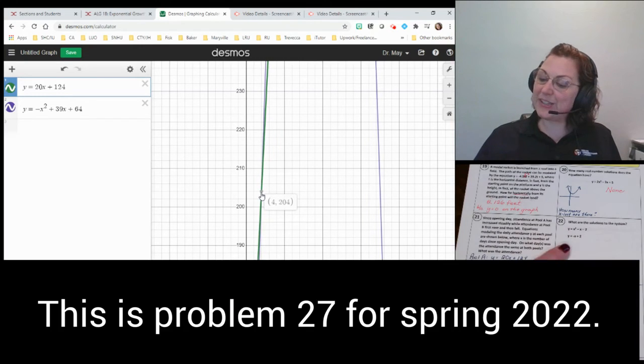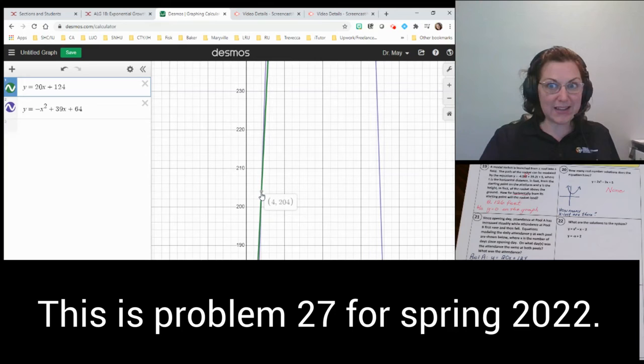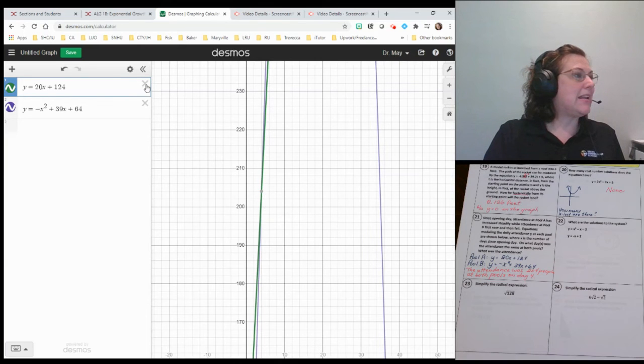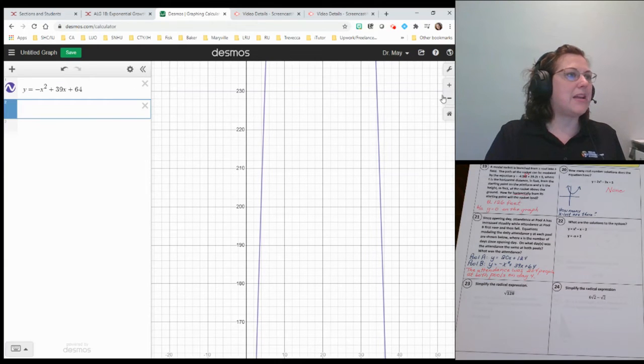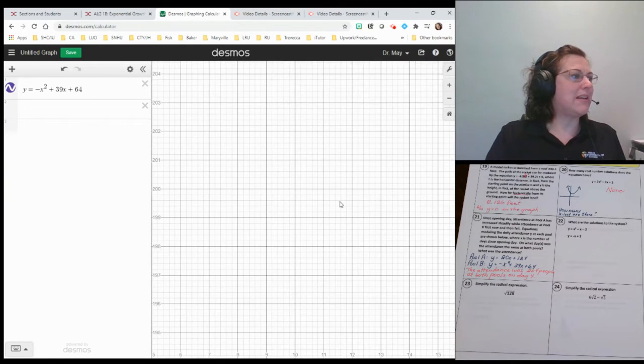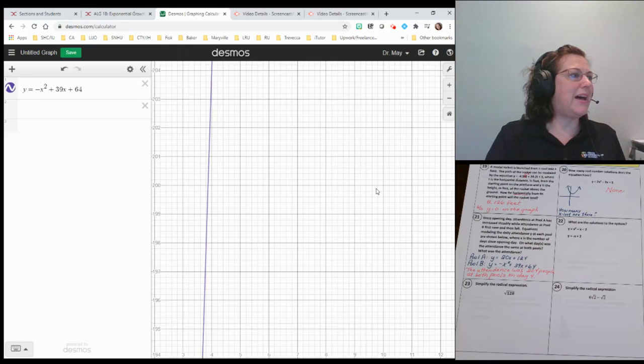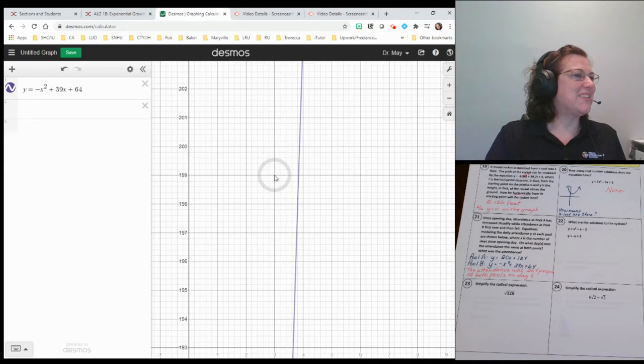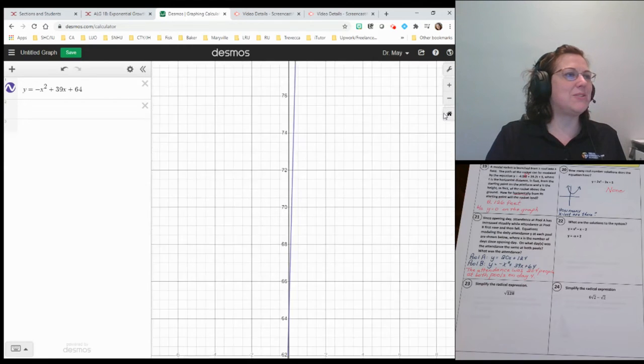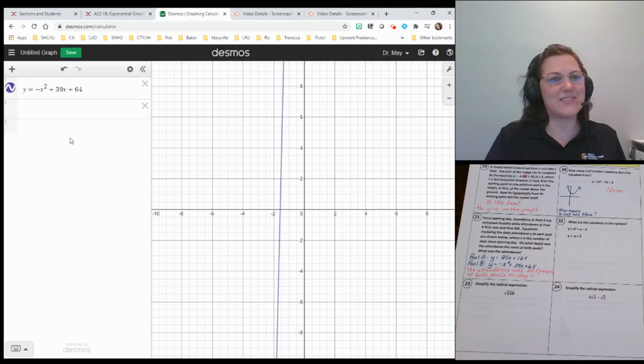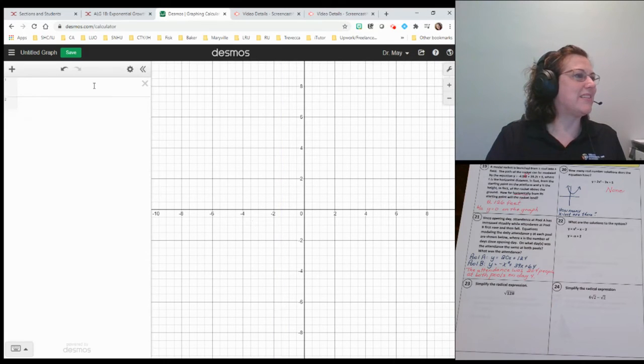All right, let's look at problem 22. We're looking for the solutions again here. So I'm going to stay on Desmos and let me clear out a little bit. I'm going to zoom back in and I want to get back over here. Come back. There we are. There's my y-axis. Oh, and let's just use that home button. That's so much nicer, isn't it?